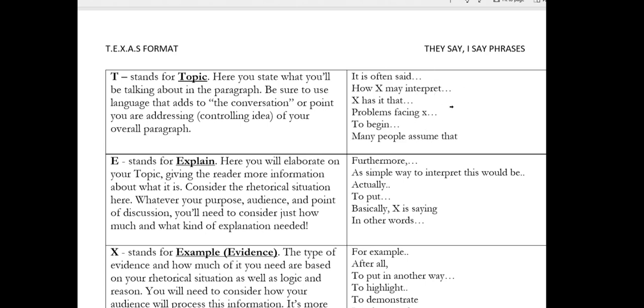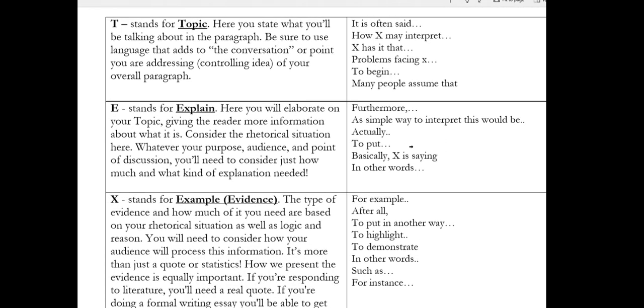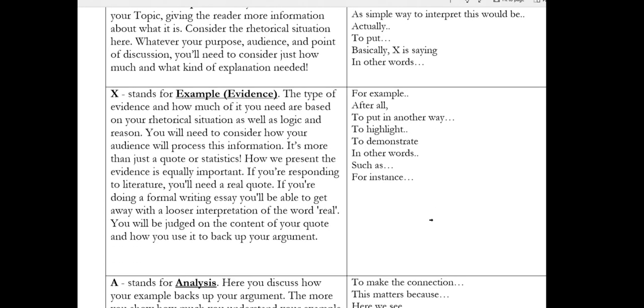So you can say things like, it's often said that, or the problem facing this, or to begin, or many people assume, whatever it is. Generally the topic sentence is a little bit more free of templates, but you can use some of these to begin to present the ideas. As far as explanation is concerned, you can use some of these intro statements. You can say things like, in other words, or actually, to put it another way, basically the author is stating that depending on what you're doing in that body paragraph, the type of template that you incorporate is going to help your readers understand. And of course, examples or evidence, you can use some of the following to highlight, to demonstrate.